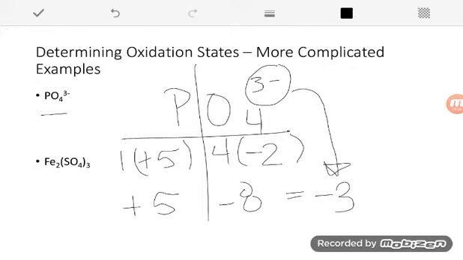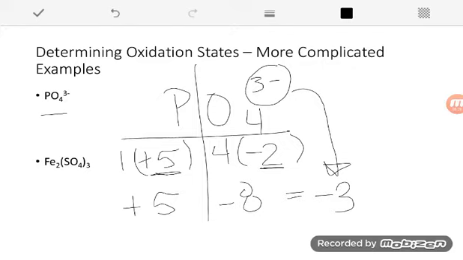His charge must be positive 5. So I can see phosphorus has a charge of plus 5, not what he wants from the periodic table, but what he has to be to make it work out. Oxygen has a charge of -2, or an oxidation state of -2, and overall we have a leftover -3 charge as indicated in my polyatomic ion.